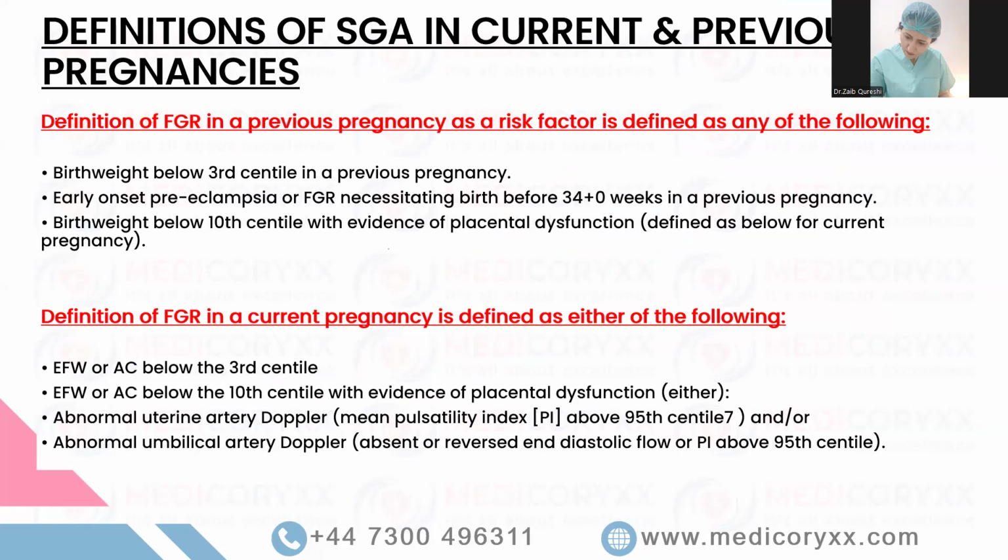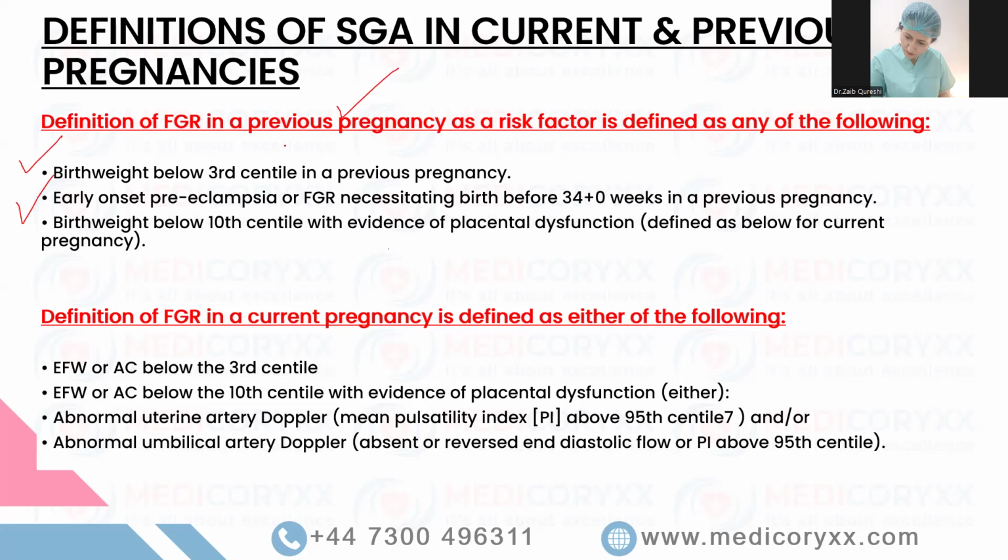Okay, so the definition of FGR in a previous pregnancy as a risk factor is any of the following. For example, a lady had a delivery 2 years ago, and the baby's birth weight was less than third centile in the previous pregnancy, or she had early onset preeclampsia or FGR which necessitated birth before 34 plus 0 weeks, or birth weight less than 10th centile with evidence of placental dysfunction.